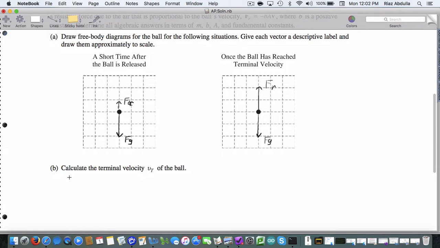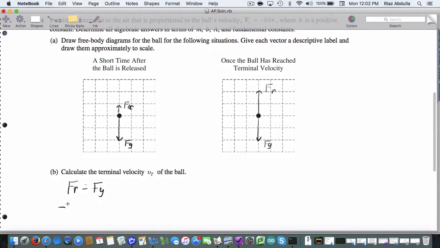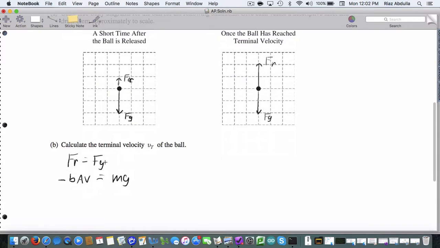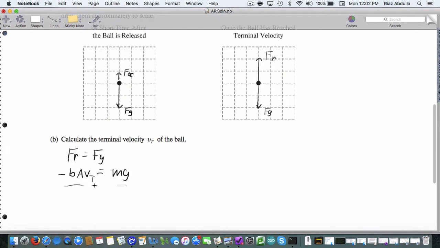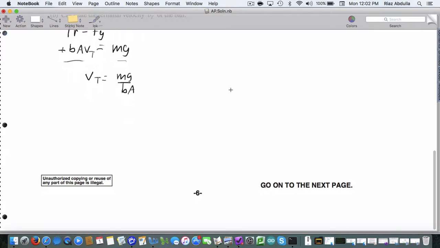All right, so the forces balance. FR equals FG. So we have here this force, negative BAV, equals mg. That's just this. Copy it. And then isolate V terminal. And you're just going to get V terminal is, just keep the sign consistent, mg over BA equals V terminal. That seemed to be an insurmountable challenge for a lot of you. Kind of like my ability to pronounce the word insurmountable seems to be an insurmountable challenge.